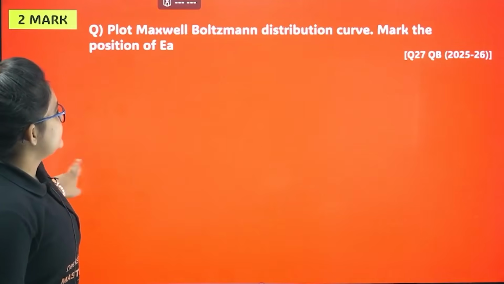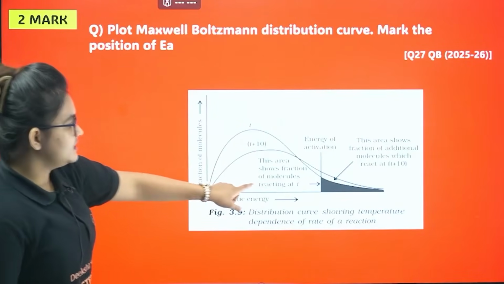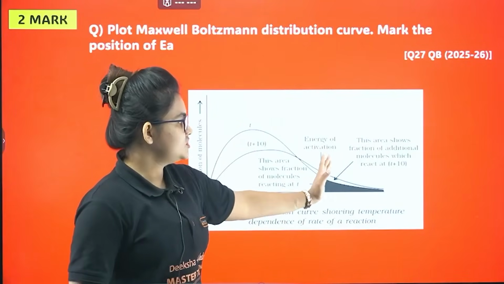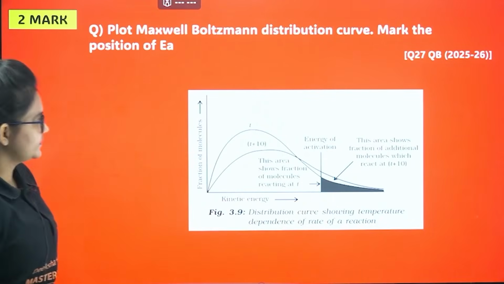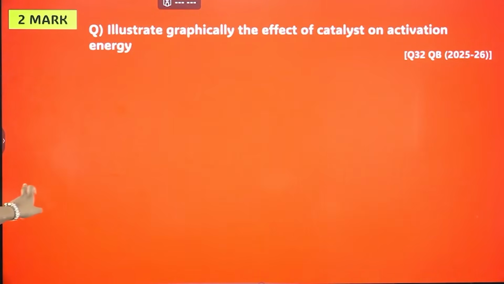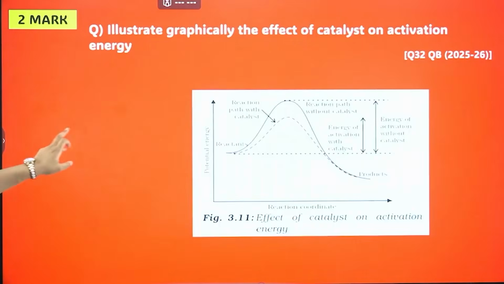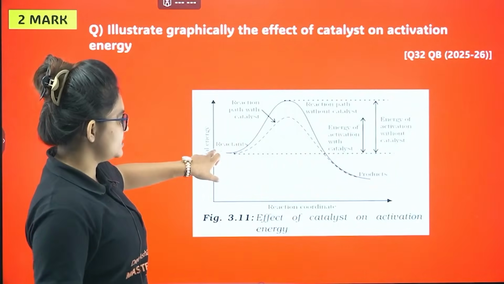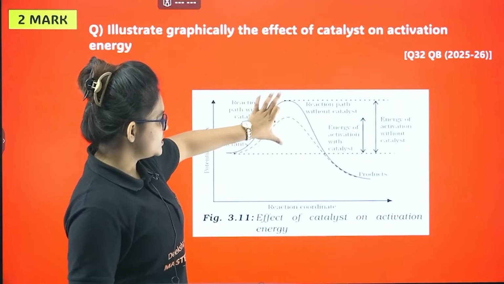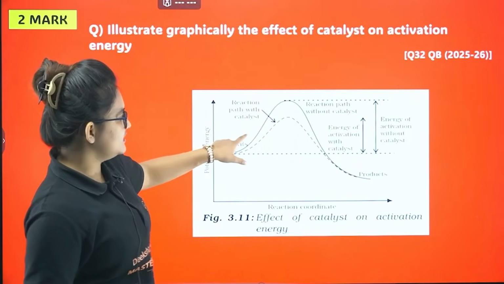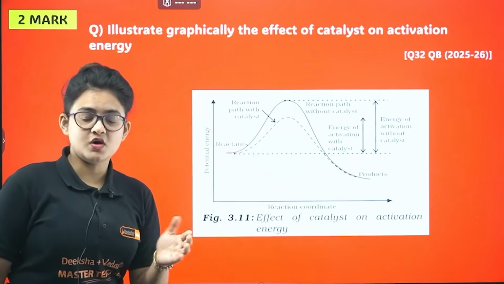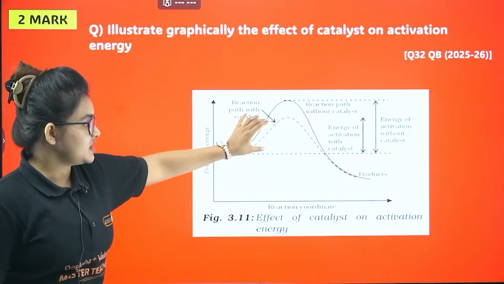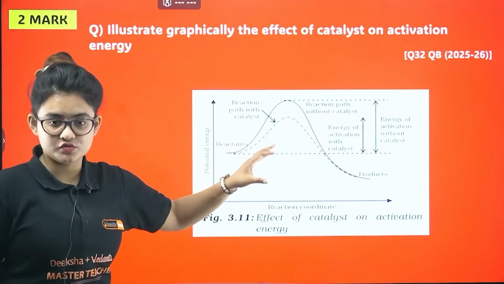Let's proceed. This is the plot of Maxwell-Boltzmann curve, and this particular point after which the molecules will take part in the reaction, that is the activation energy. I guess this is clear. Let's proceed. Illustrate graphically the effect of catalyst on activation energy. You have to draw this graph. You have to mention that initially the activation energy was this much, but after adding the catalyst, the dotted line represents the path on being added with the catalyst. So as you can see, activation energy will be reduced.